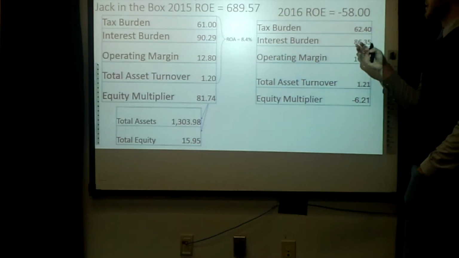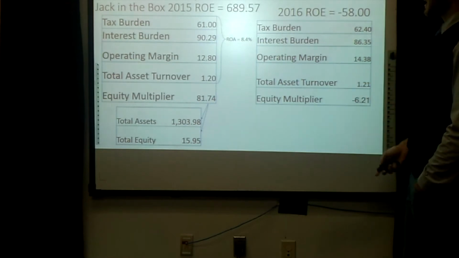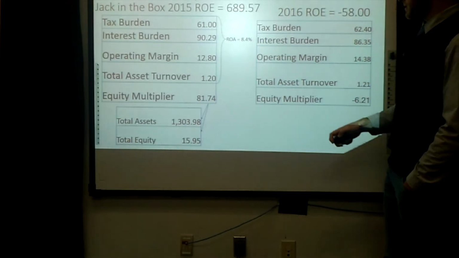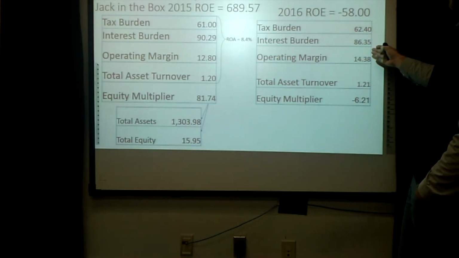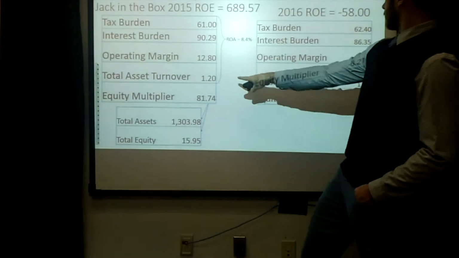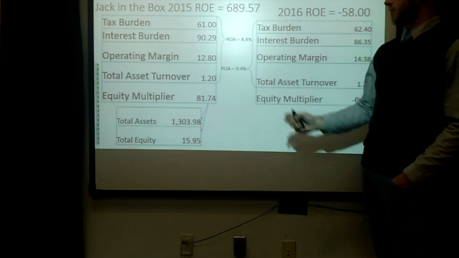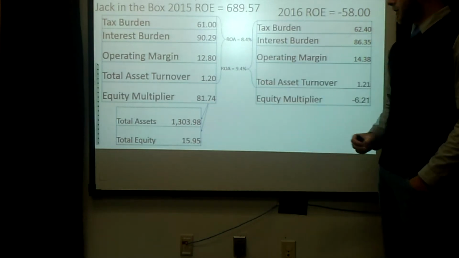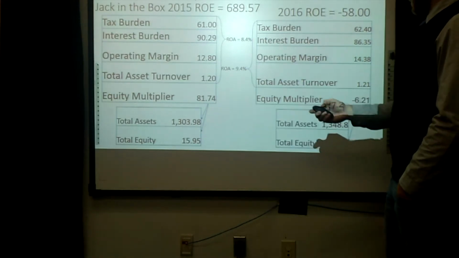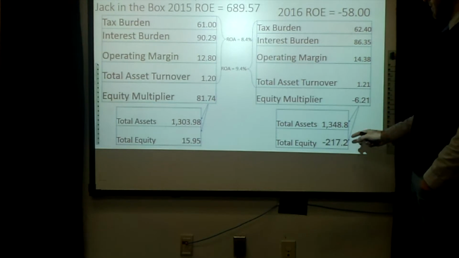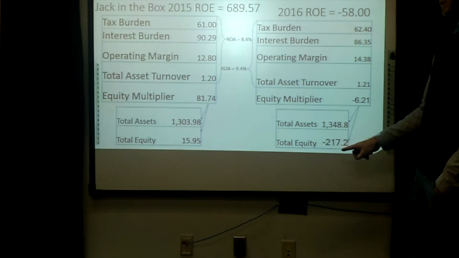So we take that to the next year. The next year's 2016. We saw the drop go from 689 to negative 58. It's about 750% decrease all the way down. So we have their tax burden, interest burden, operating margin, total asset turnover. Those all look pretty comparable, fairly the same from year to year. In fact, ROA went up from 8.4 to 9.4%. So what does leverage do? Leverage magnifies gains, leverage magnifies losses. Here we see leverage is negative. We have total assets of 1.34 billion and total equity of negative 200 million.